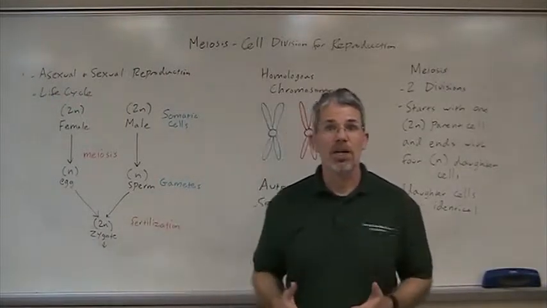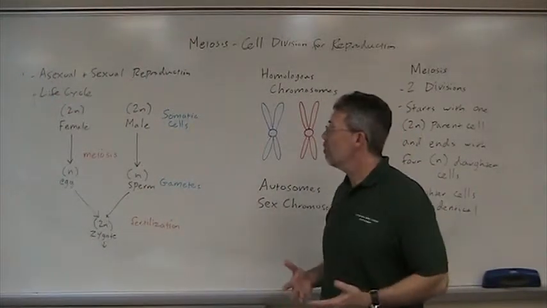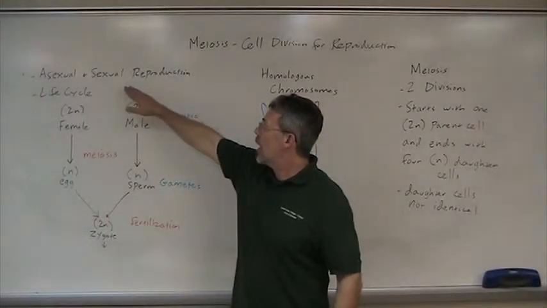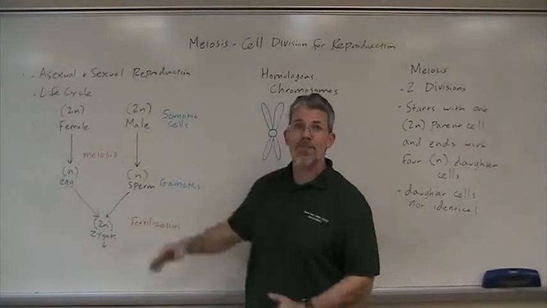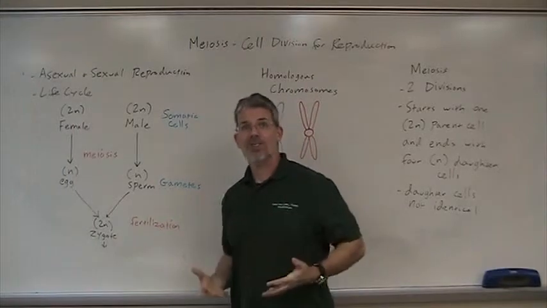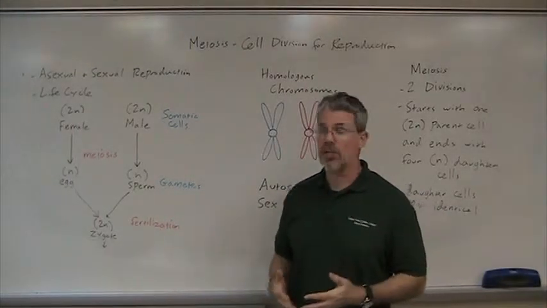Meiosis and the cellular basis of reproduction, part 1. First of all, we have to talk a little bit about the two types of reproduction that exist in nature: asexual reproduction and sexual reproduction.